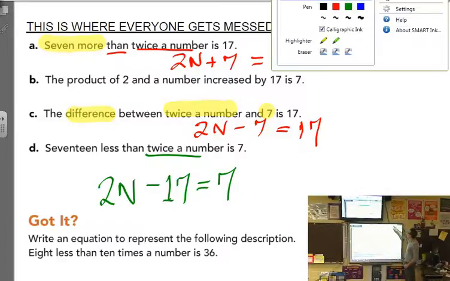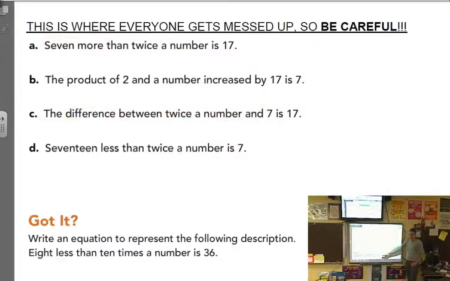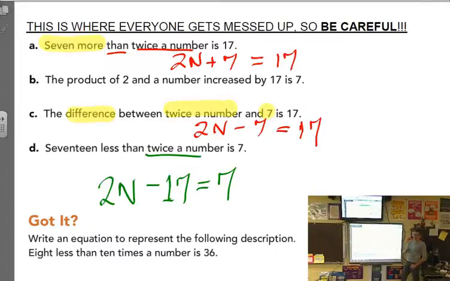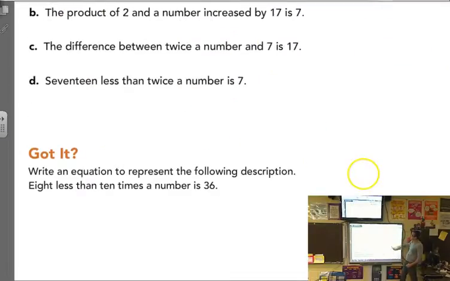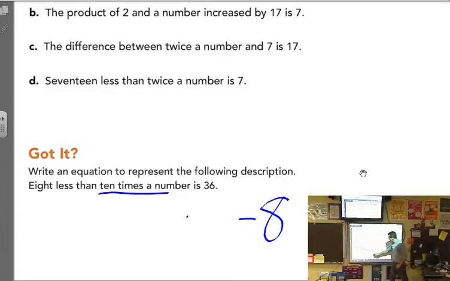So write an equation to represent 8 less than 10 times a number is 36. Pause the video for a second if you need. 8 less than 10 times a number is 36. So I have 8 less than is going to come after something. After what? 10 times a number. So 10n minus 8 gets set equal to 36.